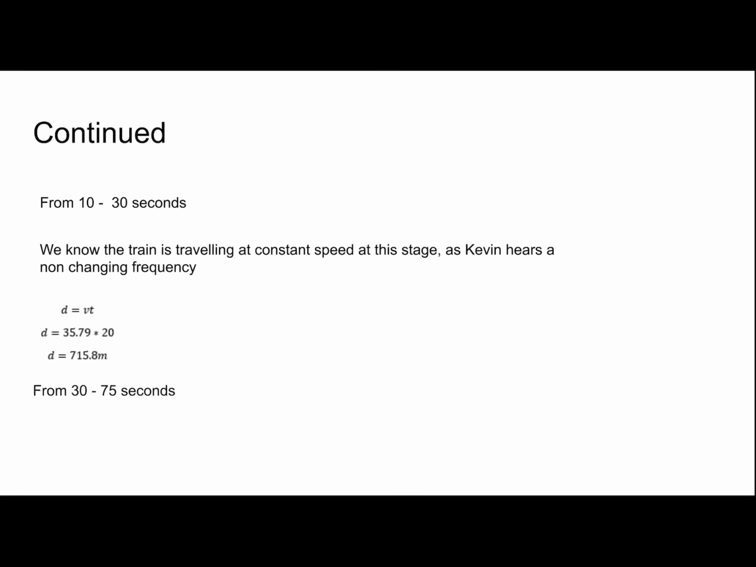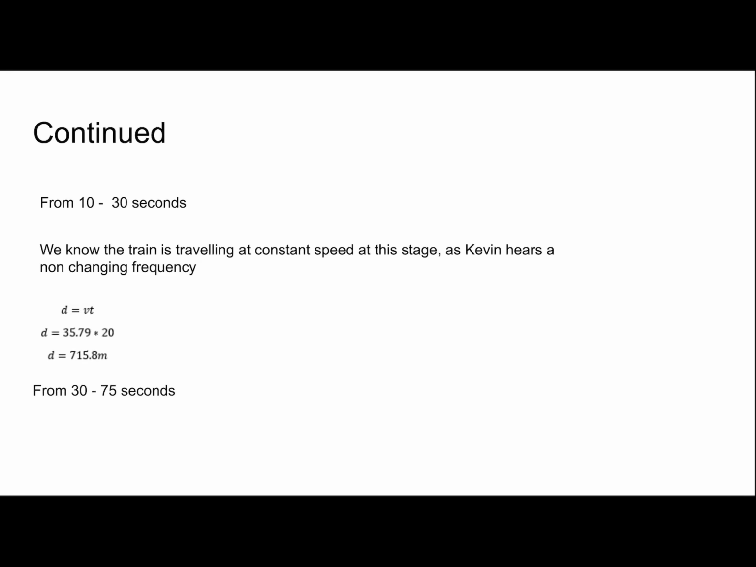Segment number 3, that's from 30 to 75 seconds. So in this case, we know that after 75 seconds, we see a flat line, and that flat line occurs at 850 hertz. Because that flat line is at 850 hertz, and we know 850 hertz is the actual frequency of the train, that means that there has to be no Doppler effect. We know Kevin is stationary, and the Doppler effect doesn't happen if there's no relative movement of the source away from the observer. Because Kevin is stationary, that means the train also has to be stationary.